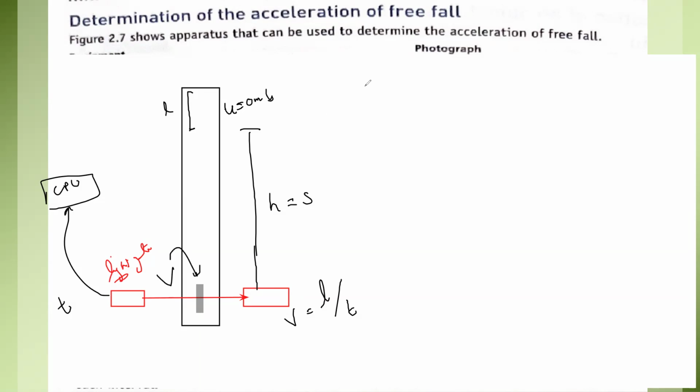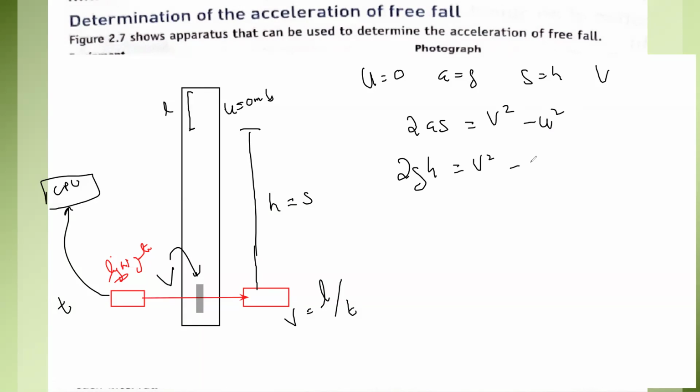Now, what we have is u. We want to find a, the displacement and the final speed. So which equation can we use? If we use the equation 2as equals v square minus u square, I can substitute 2gh equals v square minus 0 square, or 2gh equals v square, or I can also write v square equals 2gh.